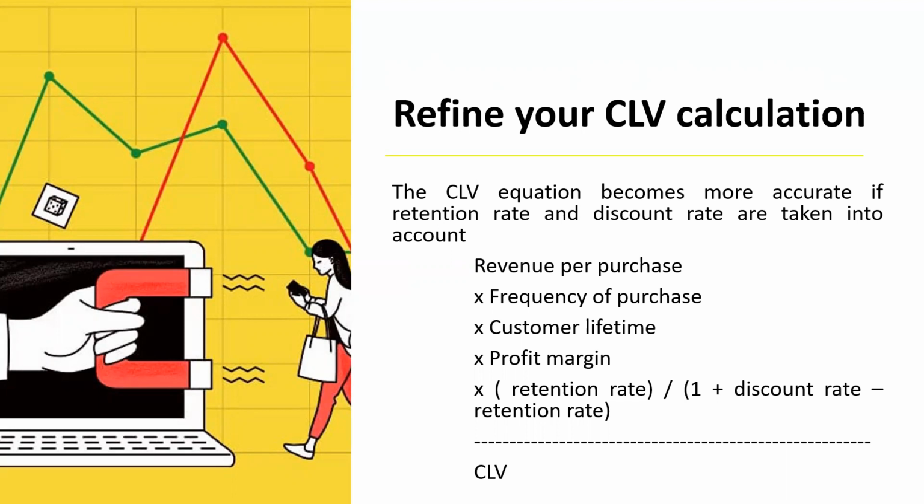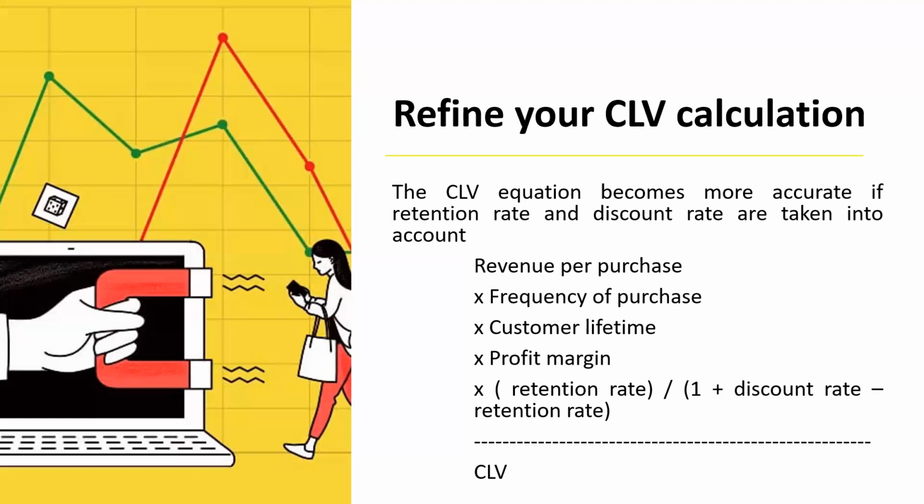So revenue per purchase multiplied by frequency of purchase multiplied by customer lifetime, that is 20 years I've considered. If you look at it from the top, for the sandwich example, I'm saying $8 per purchase. Frequency of purchase is 3 times a week. Customer lifetime is 20 years into 54 weeks. Profit margin, I consider around 20% or something, if I'm not wrong.